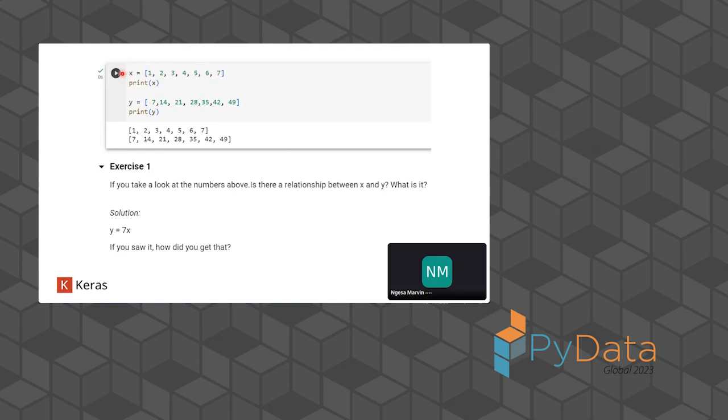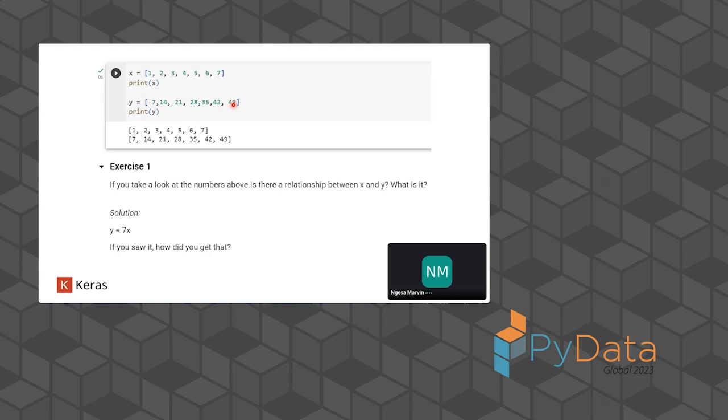X is just a variable, and inside this variable we have this list. Of course, you can print the x, but then we also have a y variable, which also has some values. If you check on them, you may find the relationship between x and y. If you see it keenly, you can see that this number is 7. The second one is 14, then 21, then 28, then 35, then 42, then 49.